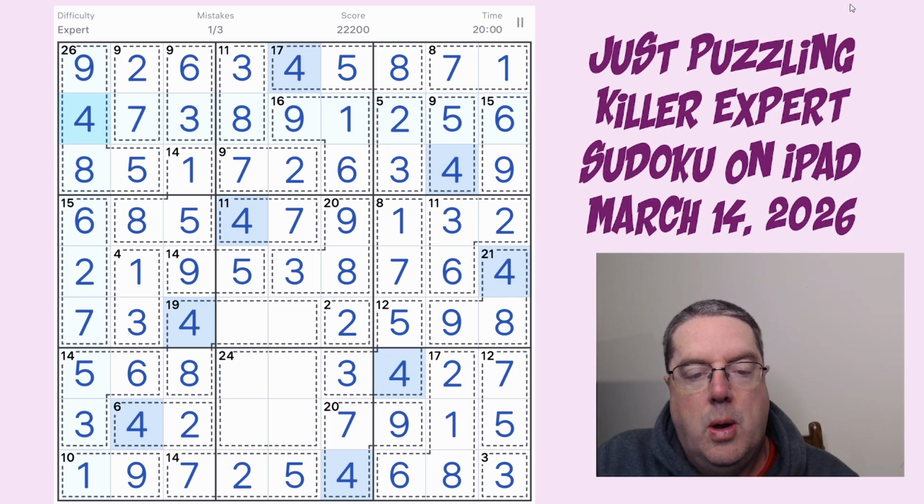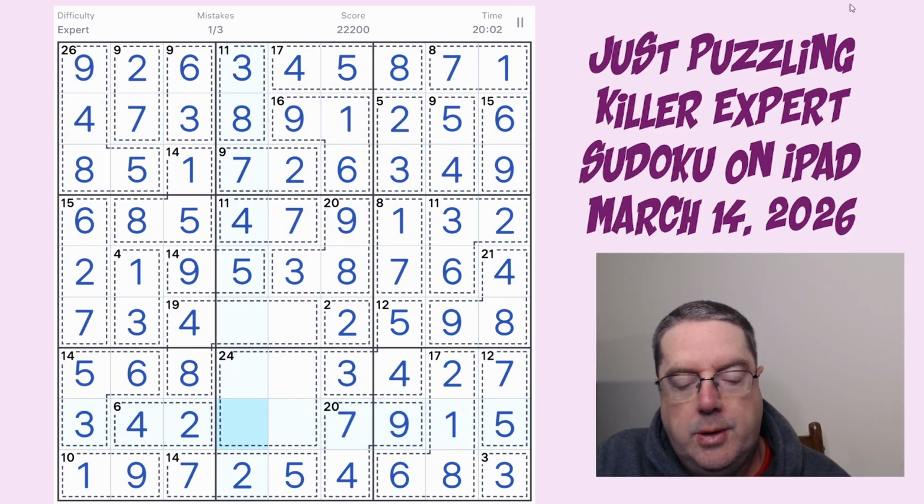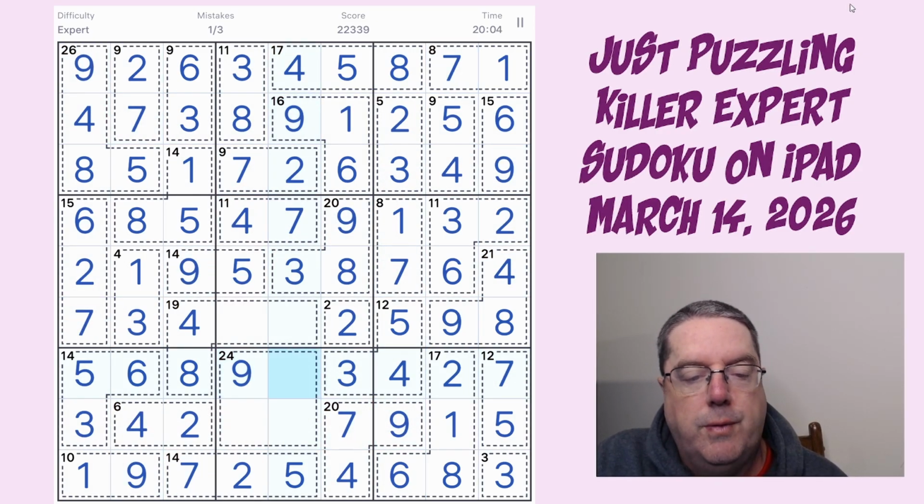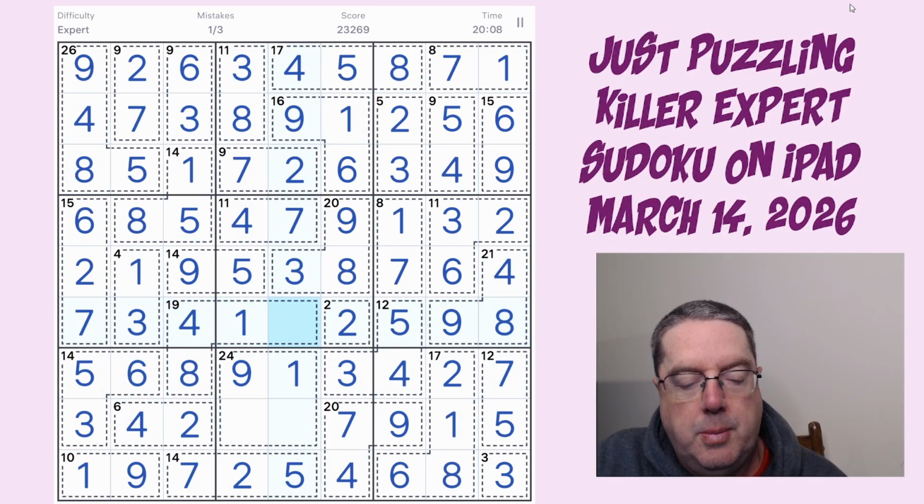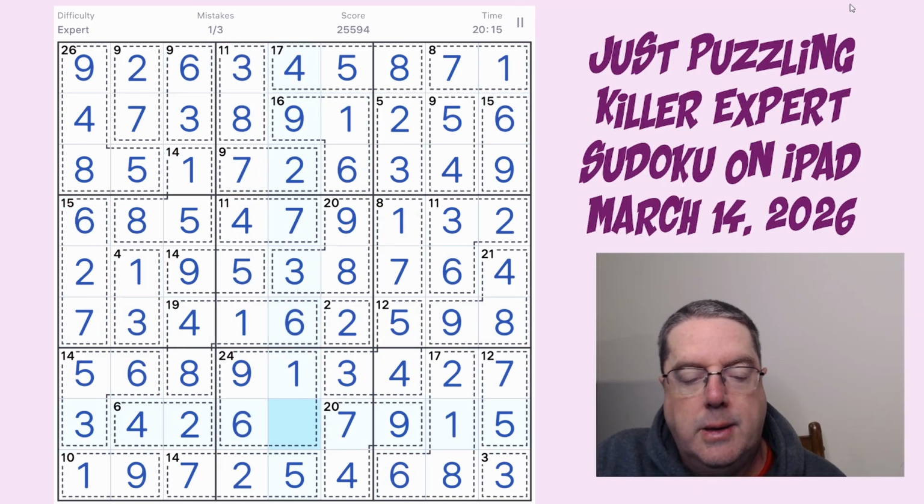Alright, so 9 comes down here, 9 comes across here, so it's a 9, leaving this to be a 1 to finish off this row. 1 comes up here, so this is a 1 here. That's 13, so it's got to be a 6. 6 comes down here, so this is a 6 here. And to finish off the puzzle, it's an 8.